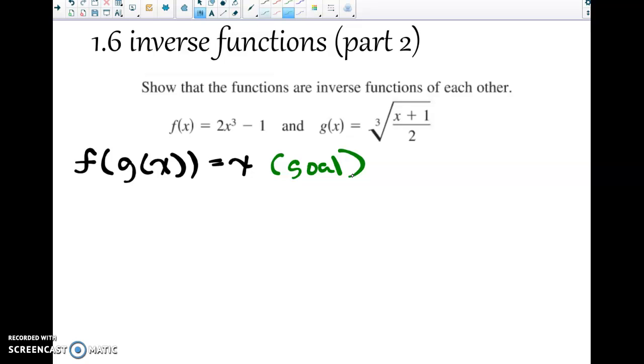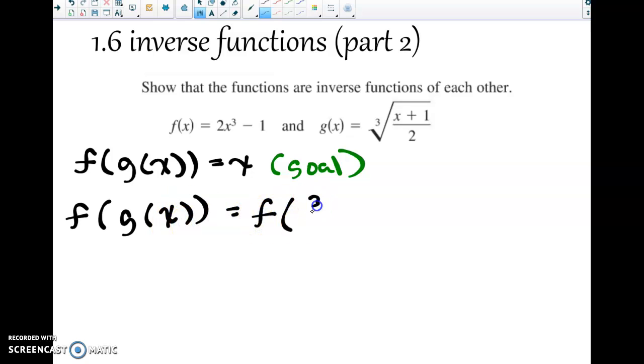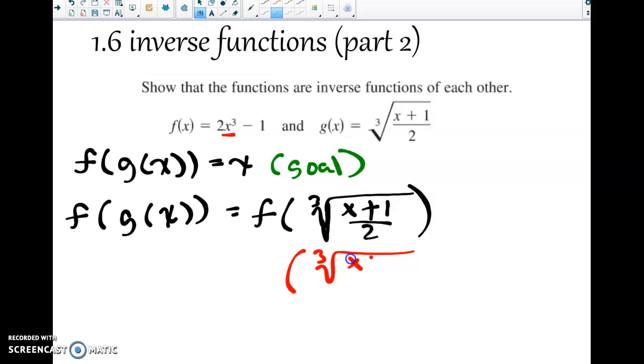So in this case here, f of g of x, that would mean f of the cube root of (x plus 1) over 2, it's all under the cube root. So we are replacing x in our f of x with that whole thing: the cube root of (x plus 1) over 2, cubed, because it's cubed here, times 2 minus 1. The cube root cubed, these two are inverses of each other. When you are raising a cube root to the third power, it's the same thing as raising a square root to the second power, so they go away.